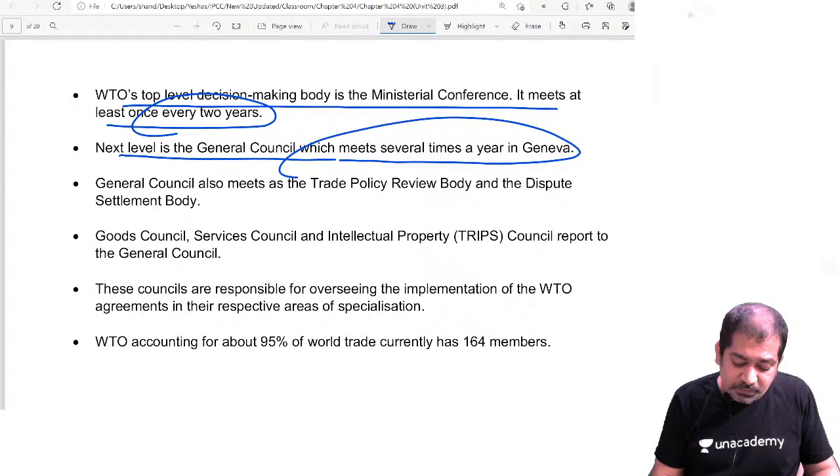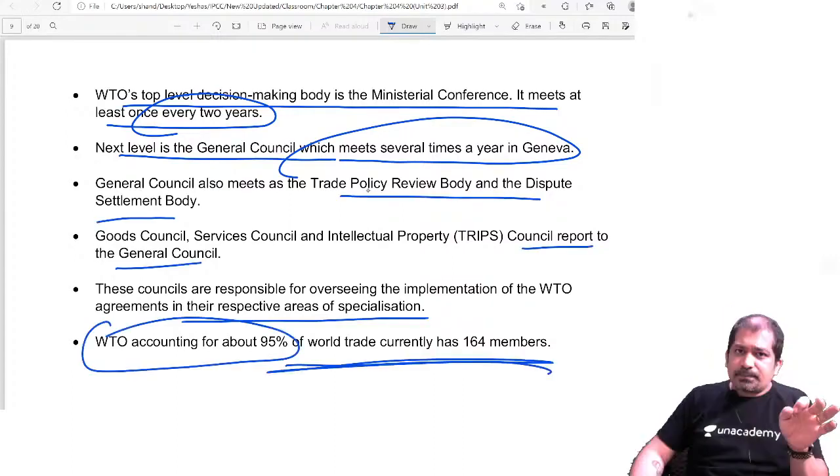WTO accounts for 95% of the global trade and currently has 164 members. So these are hard facts. If you don't remember them, it doesn't matter. Just remember that what you need to know is the difference between GATT and WTO, what were the problems associated with GATT, and how the inception of WTO tried to do away with all these deficiencies. And that will answer different types of questions that they ask.